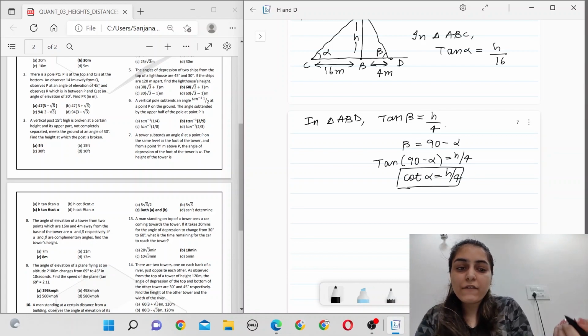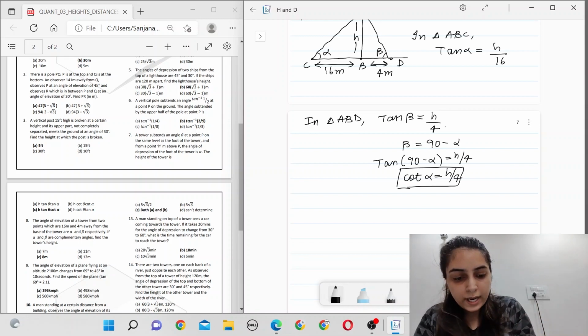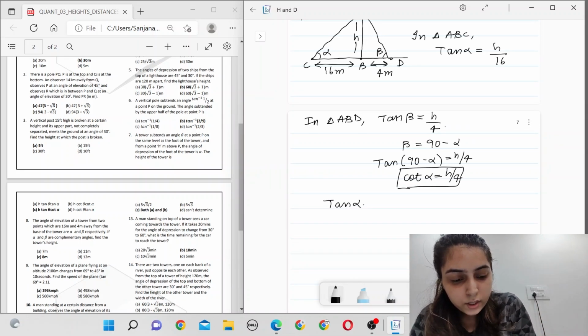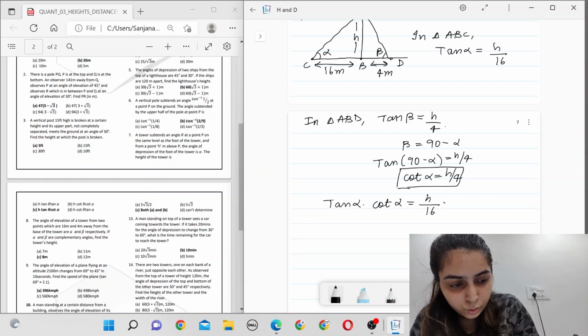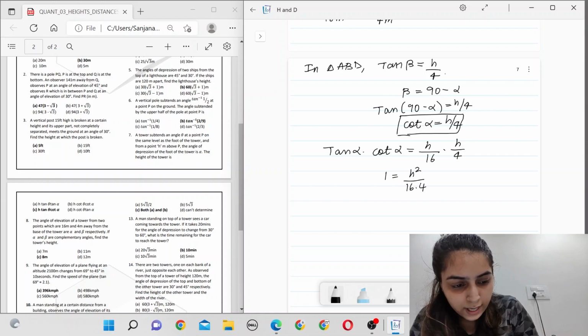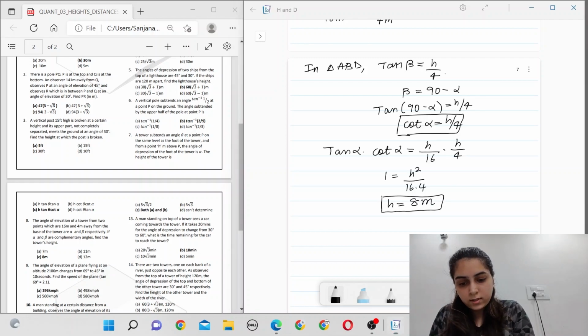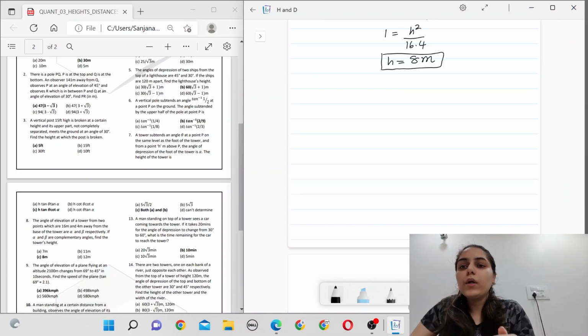So above we have tan alpha, now we have cot alpha. We know that tan into cot is 1, right? So tan alpha into cot alpha is equal to h by 16 into h by 4. 1 is equal to h square by 16 into 4. So h is equal to 8 meters. So your answer is 8 meters, option C. Moving on to the 9th question.